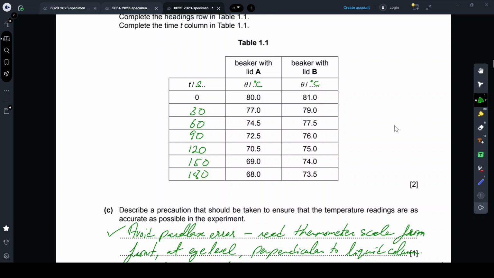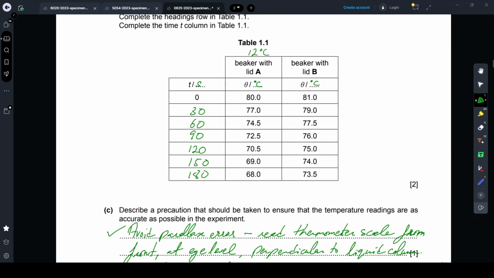Which water is cooling faster? Overall, the beaker with lid A starts from 80 and in 180 seconds, that's 3 minutes, goes down to 68. So there's a difference of how much? 12 degrees. There's a difference of 12 degrees centigrade.